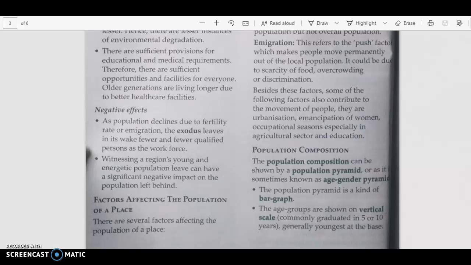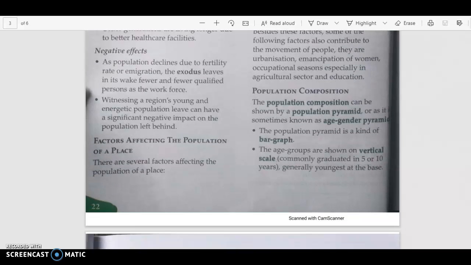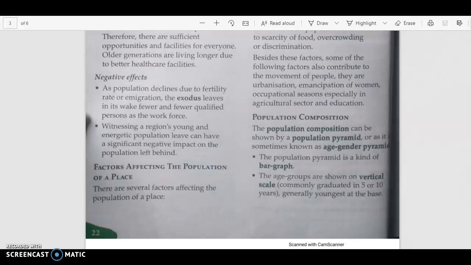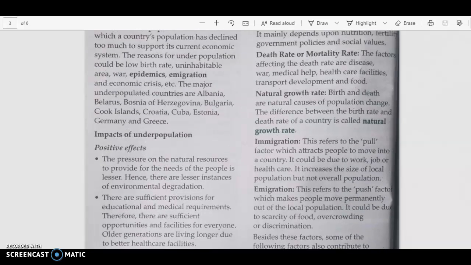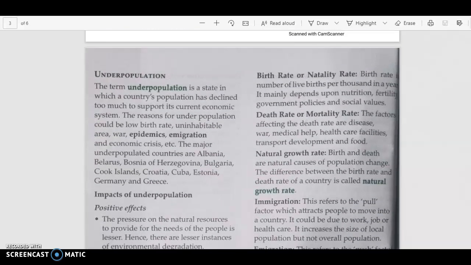Secondly, witnessing a region's young and energetic population leaving can have a significant negative impact on the population left behind. So when the young children move out of a particular country, their parents, their grandparents feel very insecure, and therefore it leads to a negative impact on the people, right? Now, all this overpopulation and underpopulation depend on some factors. These factors we'll be doing in the upcoming class. You can read the factors from the book, and we will be discussing it in the upcoming class. Any issues, any doubts that you have, I'll explain in the next class.